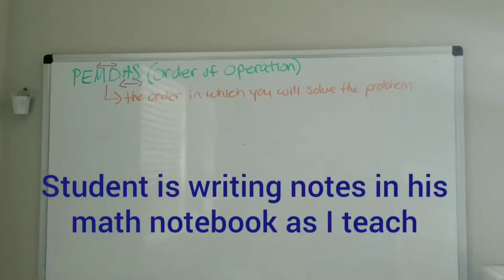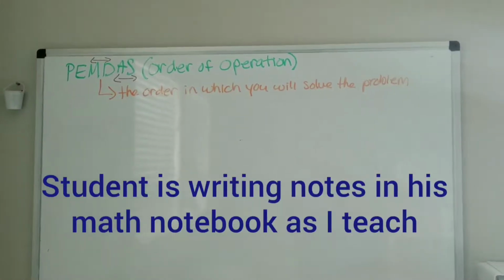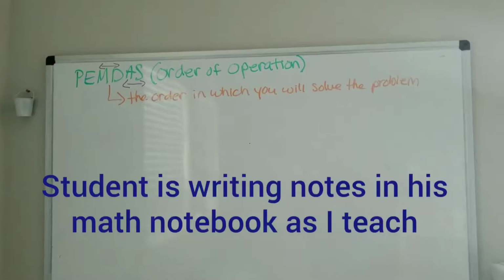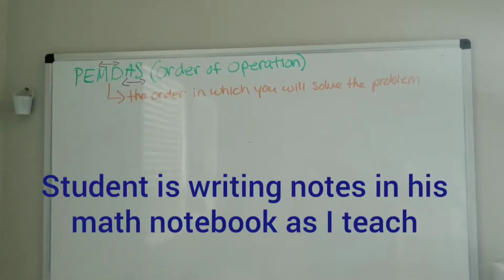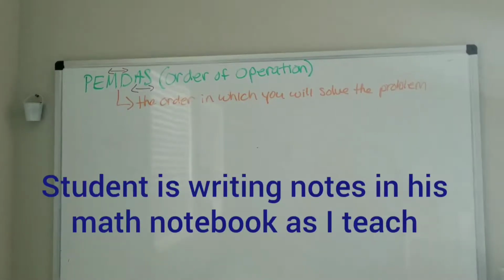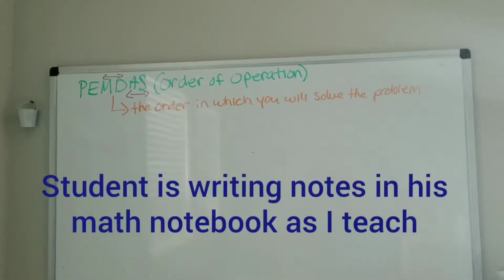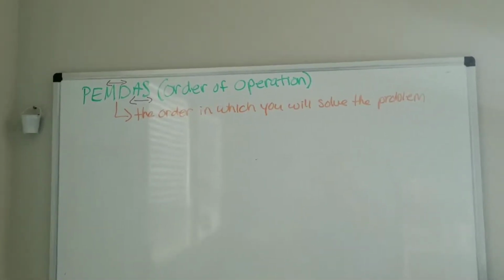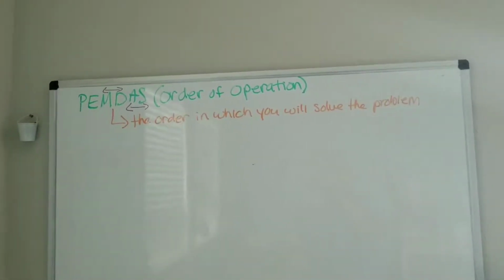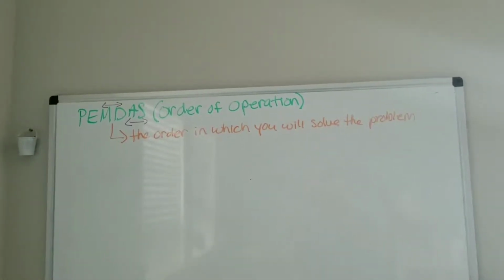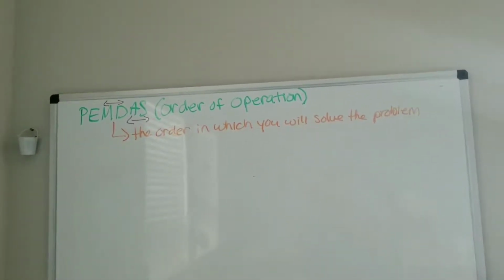If you look at the MD and the AS in the acronym PEMDAS, I put arrows above the M and the D and arrows below the A and the S. And all that means is what? That means the order that you do addition and subtraction, and the order in which you will do multiplication and division, which is left to right.